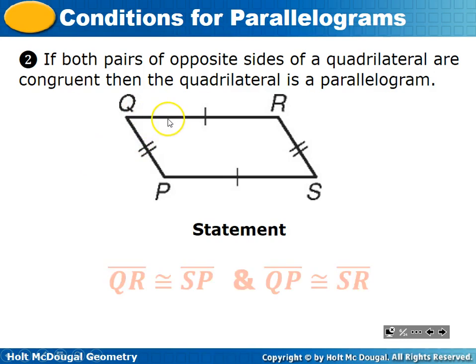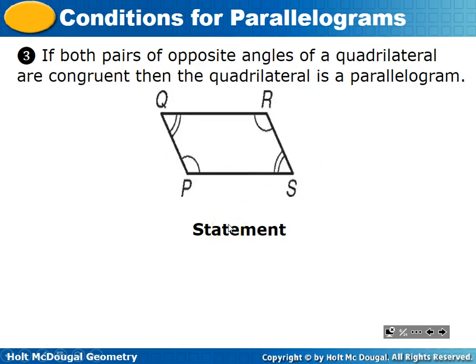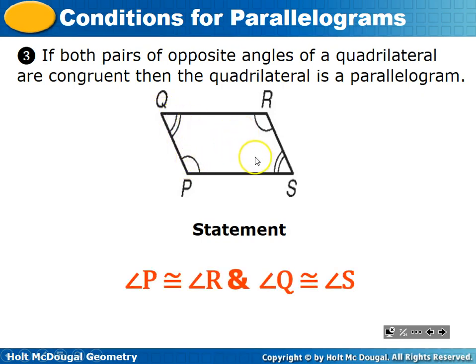Notice here again we have QR congruent to SP and QP congruent to SR. And notice I'm continuing with my process of what we did with triangles, going from acute to obtuse. Number 3 says if both pairs of opposite angles of a quadrilateral are congruent, then the quadrilateral is a parallelogram. Notice here angle P is congruent to angle R, and angle Q is congruent to angle S.